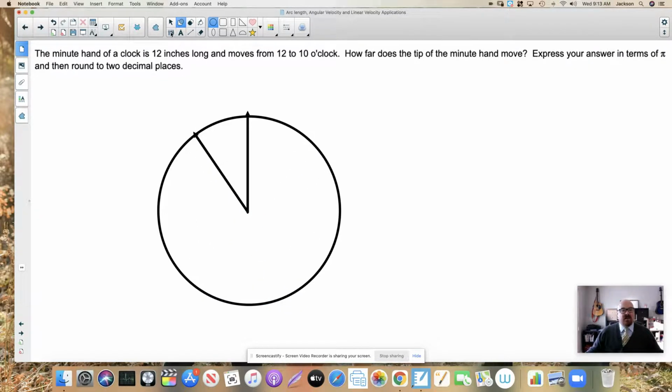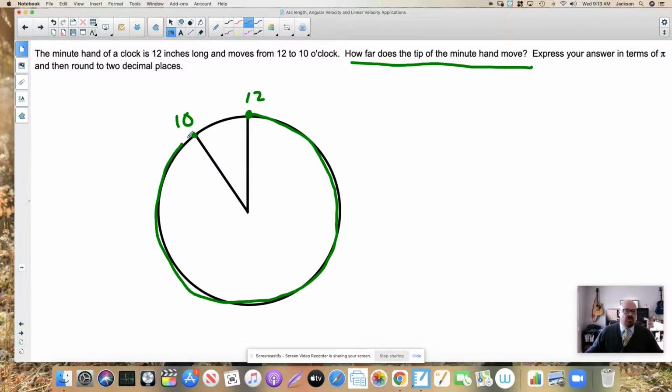So this object, the tip of the minute hand, how far does the tip of the minute hand move? It moves from 12, right, to 10 through this arc length. So they want to know how far did the tip of that move. That means it's complete distance away from the center, which is 12 inches, rotated through this arc length. Okay, so this is an arc length question. It's not dealing with velocity.